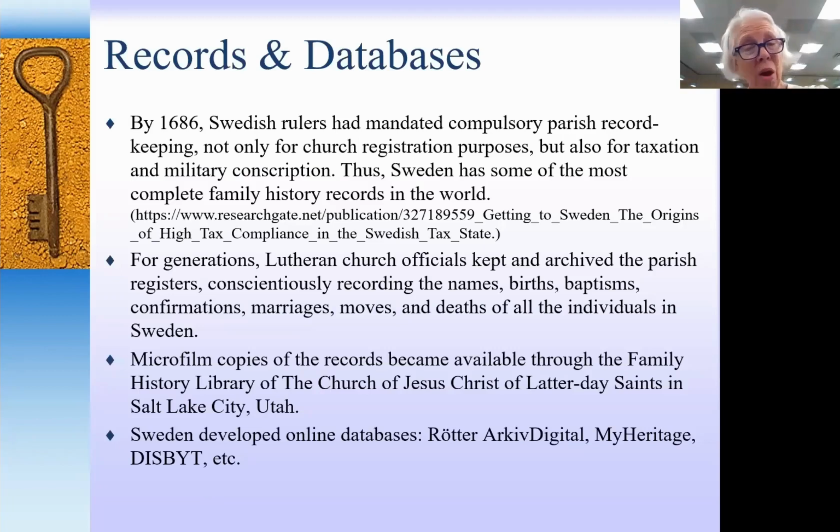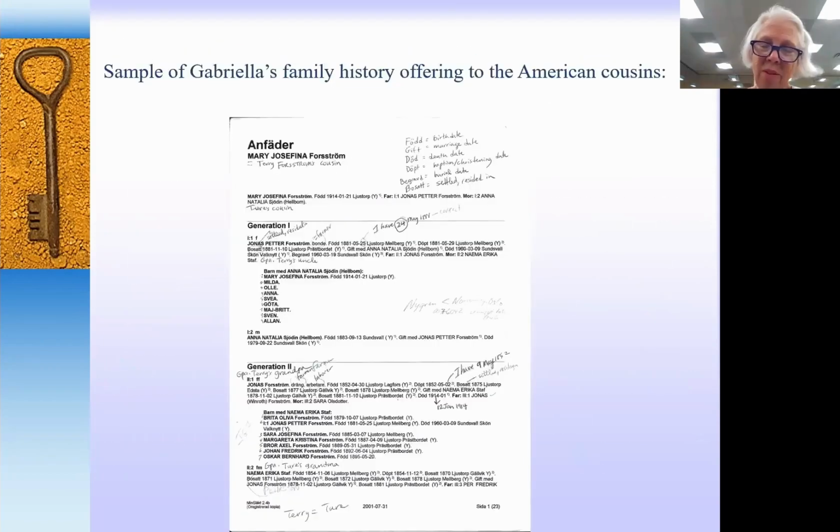But Sweden developed online databases. The Ruter and Archiv Digital and MyHeritage and Dispit are some of those that you may be familiar with. Well, my grandpa's cousin's daughter, Gabriella, for 1 year had been looking in the online Swedish records, and this is a sample of one of the 30 plus pages that she sent me. Like I said, 23 family group sheets and 11 pedigree charts. So it was a great treasure trove.